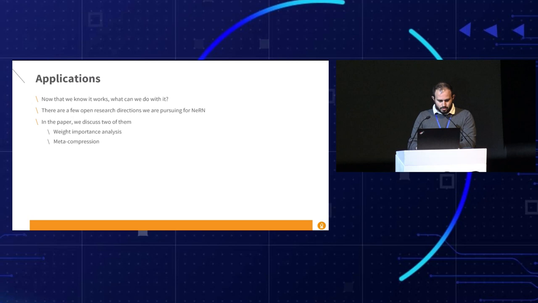So finally, we get to the long-awaited question. We know that it works. We know that NeRN can successfully represent the weights of a neural network, but what can we actually do with it? So there are a few active research directions that we are pursuing for NeRN. We listed two of them in the paper, and I'll briefly present one of them here.